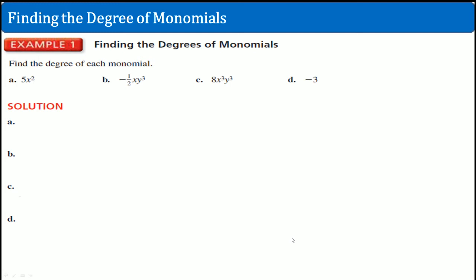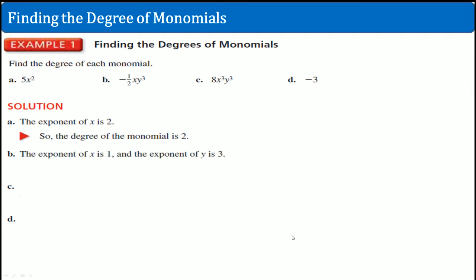Alright, so let's go over the solutions. A, the exponent of 5x squared is 2 because the exponent on top of the x is 2. So the degree of this monomial is 2. The next term, the exponent on top of the x is 1, and the exponent on top of the y is 3. 1 plus 3 becomes 4. So the degree on letter B is a fourth degree.